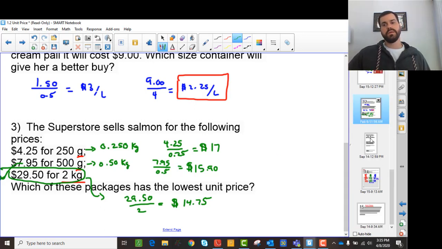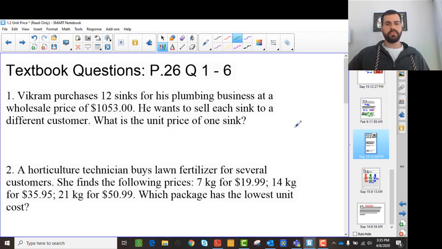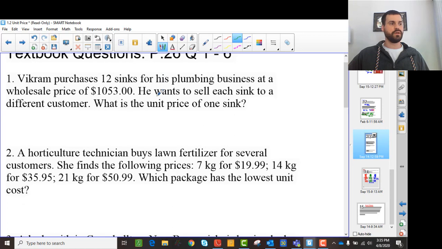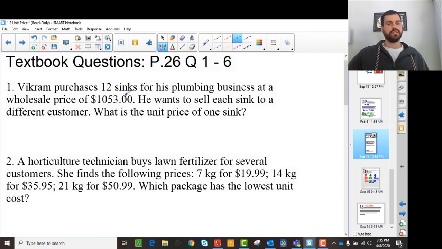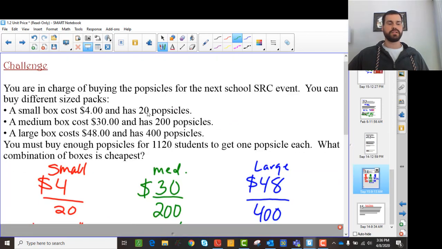Okay. So there's a few more examples here. These are the textbook questions. You can try those on your own. But it's cost divided by quantity. Okay. And you can look at the notes, and they're filled in on the notes. We'll just look at one more question. This question is a challenge question.